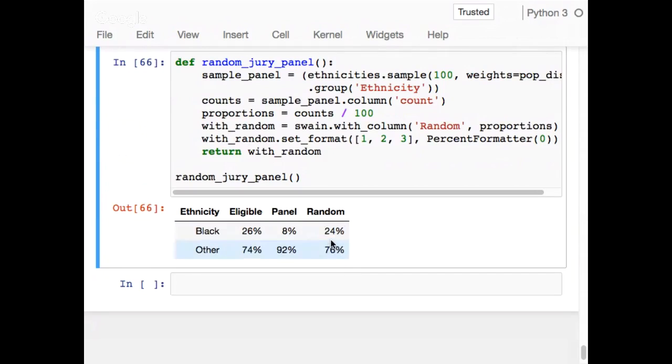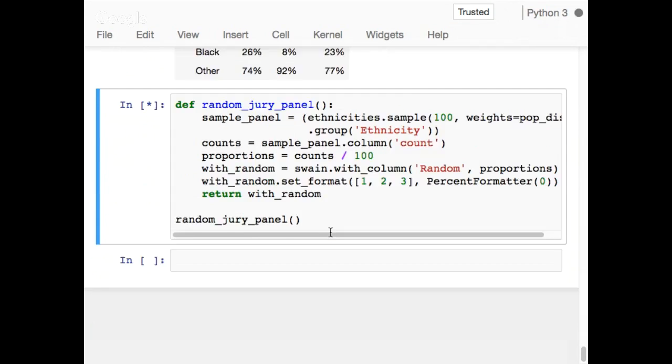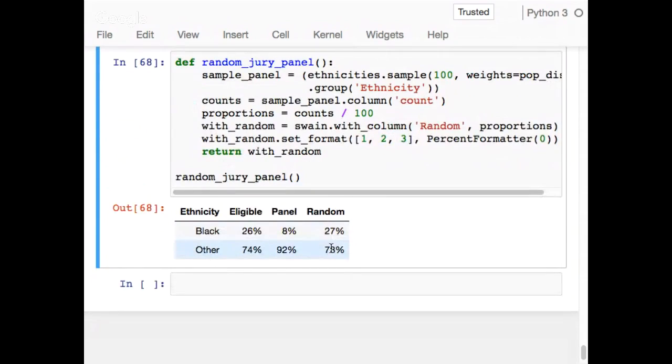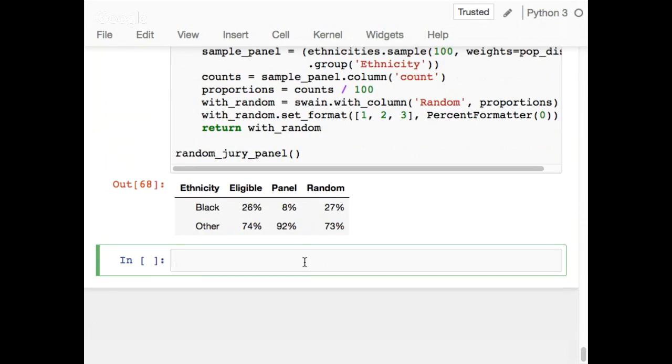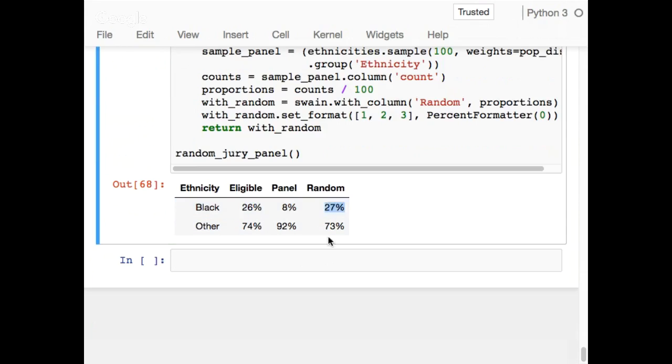These are the panels that I'm getting. Okay, so 24%, 24%, 27%. Cool. So now I just need to do this a bunch of times and see whether my panel was likely or not. So what I'm going to do now is take this simulation, I've run it a bunch of times, and take the TVD of this random panel. So take the difference between the random panel and the eligible panel.